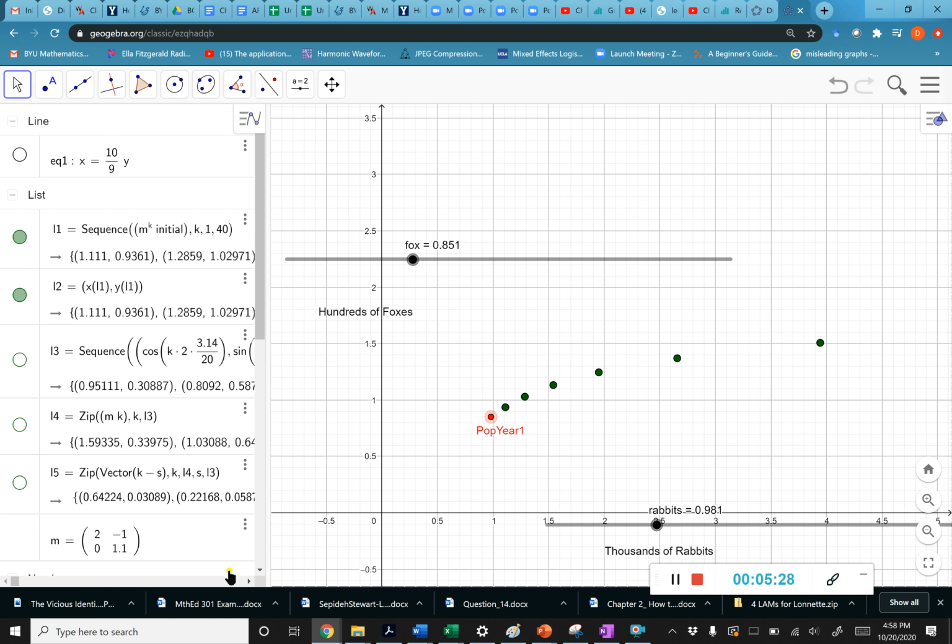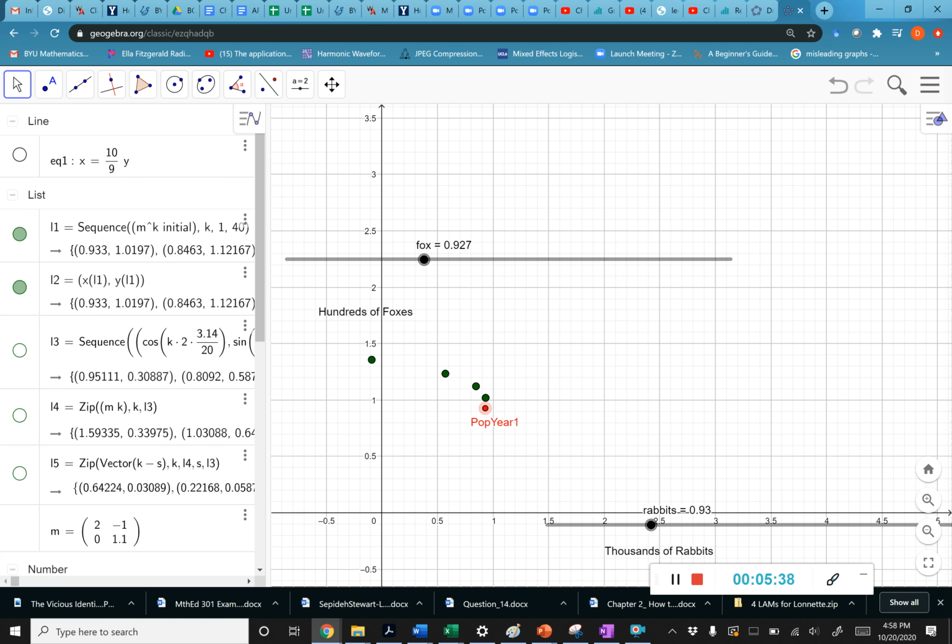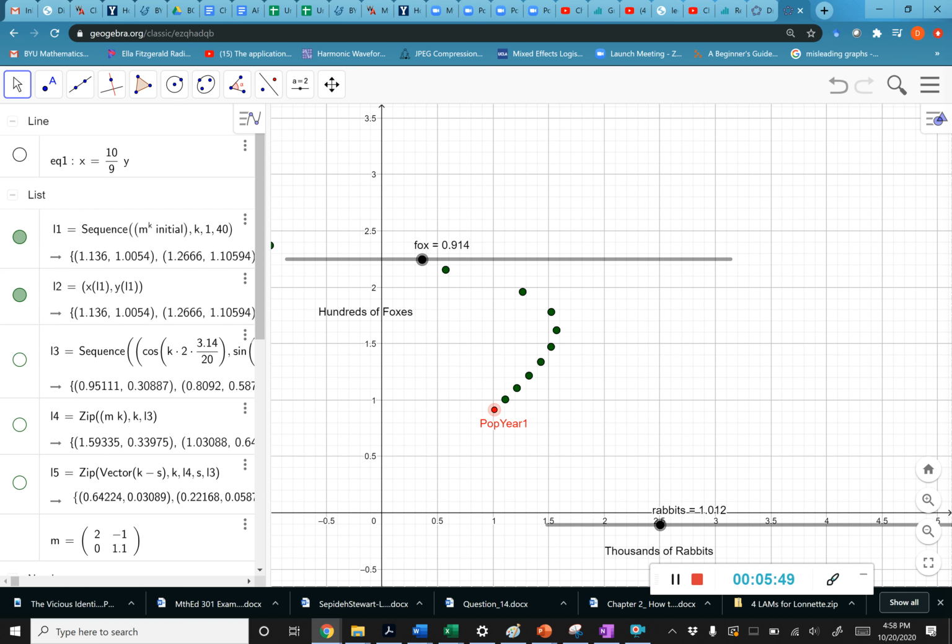If we go over this way, then the rabbits are happy. They might not grow very fast at the beginning, but they're still really happy. Foxes are still growing. If we move over here a little bit, then the rabbits are not happy. The foxes won't be happy because their food's all going to be gone. But man, there's some place in the middle there that something's happening.